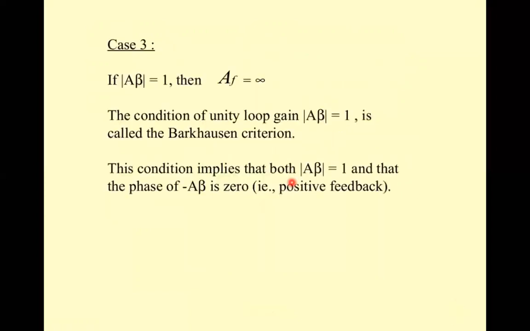Now the third case: if A beta is equal to 1, that means the feedback gain is equal to infinity. So what is that condition called? The condition of unity loop gain, A beta equal to 1, is called the Barkhausen criterion. This condition implies that mod of A beta is equal to 1 and that the phase of minus A beta is 0. That is, it is a positive feedback.